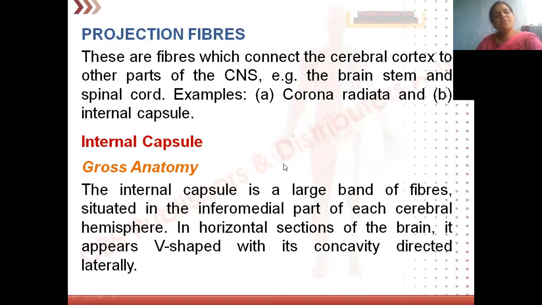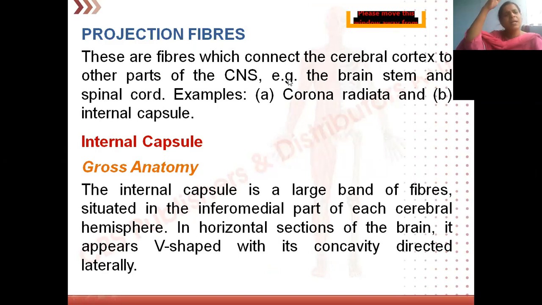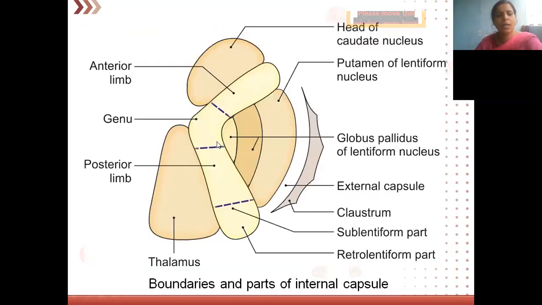Apart from this, there are projection fibers. We have studied projection fibers in the form of ascending tracts and descending tracts when we did physiology. That is the meaning of projection fibers, which connect the cerebral cortex to other parts of the CNS. That means whether it is an ascending tract or a descending tract, what is the common area through which it has to pass? I said it has to pass through the internal capsule. This is our internal capsule.